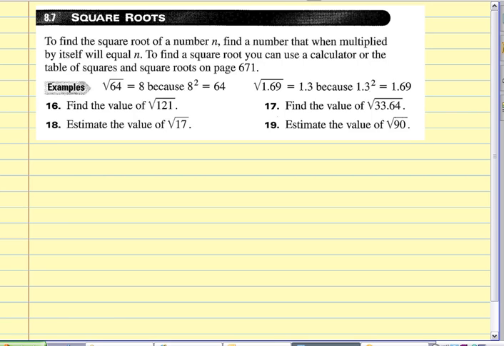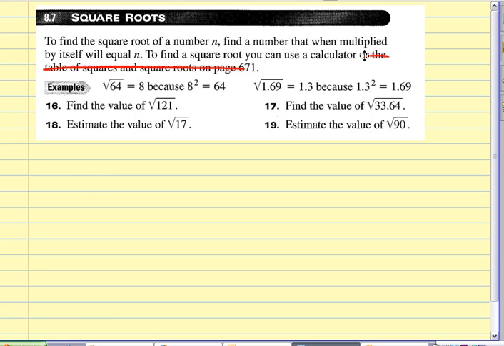Okay, folks, one of the things that we're going to need to review tomorrow is about square roots, and we did this just 2 days ago, okay? And it says to find the square root of a number n, find a number that when multiplied by itself equals n. All right? To find the square root, you can use a calculator, which is what we're going to use, or, like Mr. C back when he was a boy and there was no electricity, you can use a table of squares or square roots on page 671.